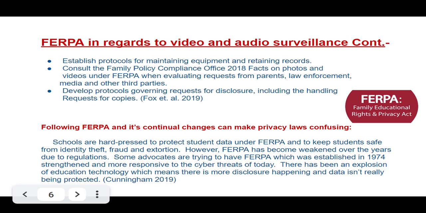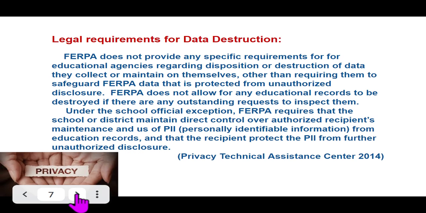Schools are hard-pressed to protect student data under FERPA and to keep students safe from identity theft, fraud, and extortion. However, FERPA has become weakened over the years due to regulations. Some advocates are trying to have FERPA, which was established in 1974, strengthened and more responsive to the cyber threats of today. There has been an explosion of educational technology, which means there's more disclosure happening and the data isn't really being protected.